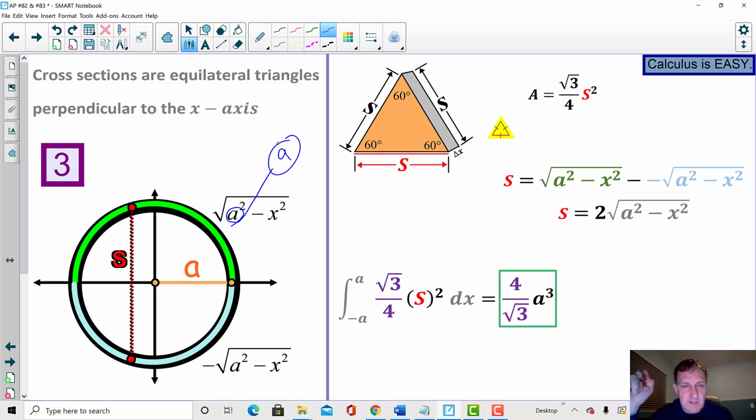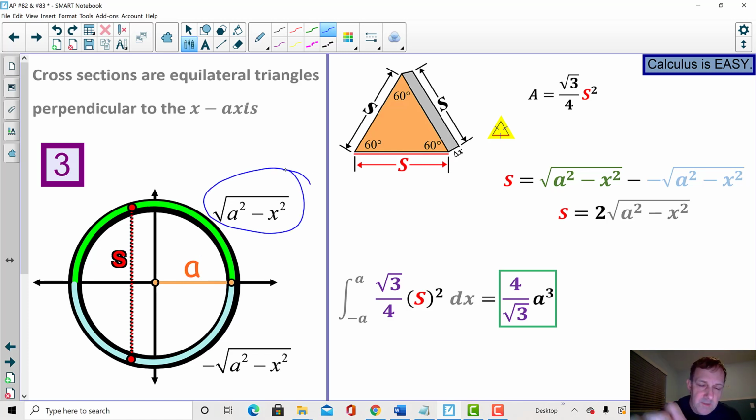So this is more of a conceptual example, but you often would see something like this on the real AP test. They really like to test your understanding of the concepts, so they do sometimes put questions like this in there. So our radius is just the letter A. The top half of the circle is going to be square root of a squared minus x squared. And the bottom half is going to be the exact same thing, but with a negative in the front of it. So our s is going to be the top minus the bottom.